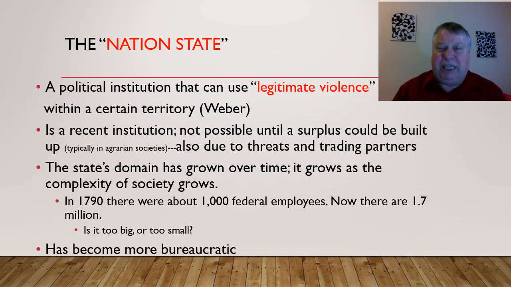So Weber's interpretation of the nation state, or his definition of it, was that the nation state is the only political institution that can use legitimate violence within a certain territory. Then we'll talk about the concept of legitimacy in a bit. But what does that mean? So, for example, if I come up to you and hit you on your head and steal your money, right, is that legitimate? No, it's not. It's called robbery. I do not have the right. So legitimacy goes back to legal, or the system that is a right-based system, right?